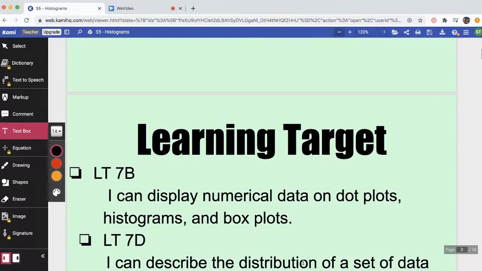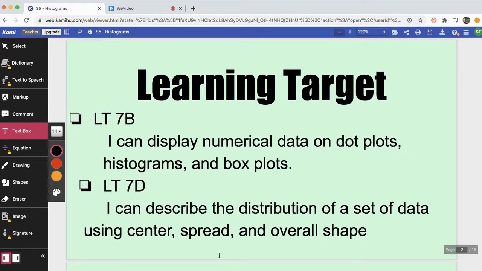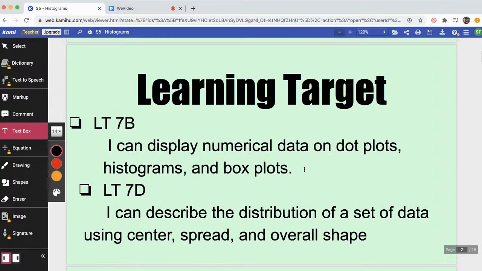So let's get started. We have two learning targets today. One is that we can display numerical data on dot plots, which we've already done, histograms and box plots, which we will do later, and that you can describe the distribution of a set of data using the center, spread, and overall shape. We're also going to look at some histograms and be able to read those and describe how the data is spread out on those histograms.